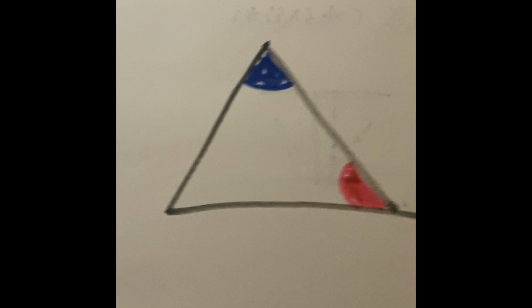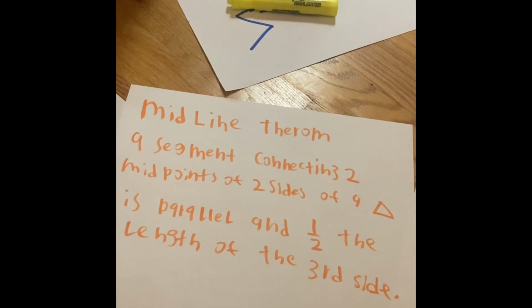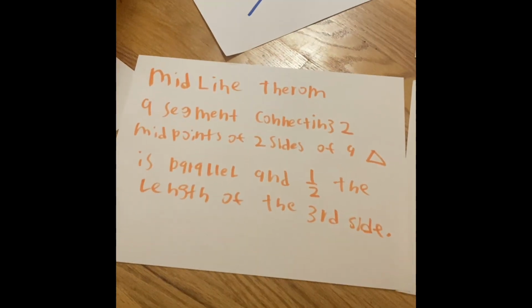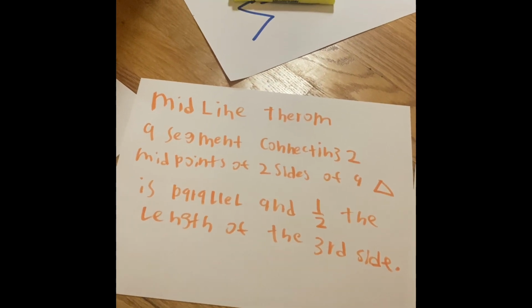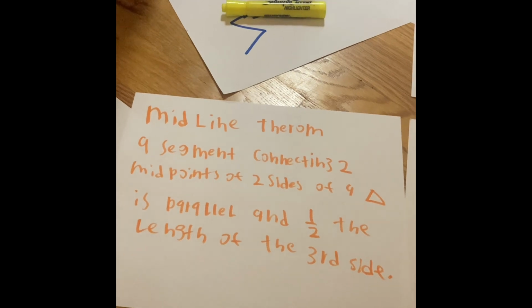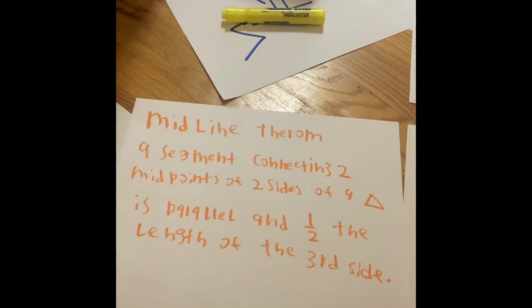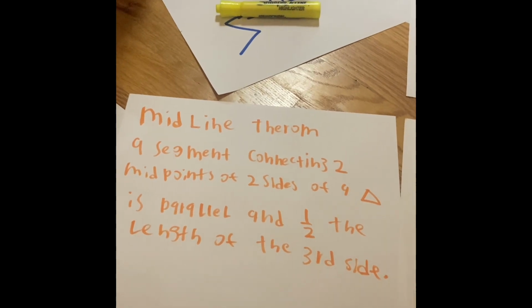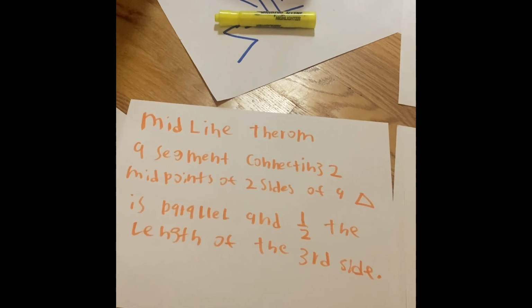Now we have to take a look at the last one. And that last one is going to be the midline theorem. Wait, what? So what this theorem is actually telling us is a segment connecting two midpoints of the sides of a triangle is also parallel and 1/2 the length of the third side. Let's look at a picture to understand this one.